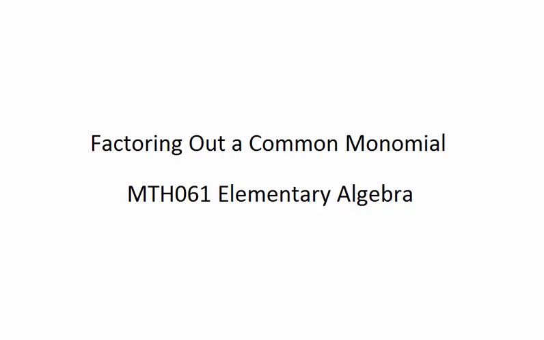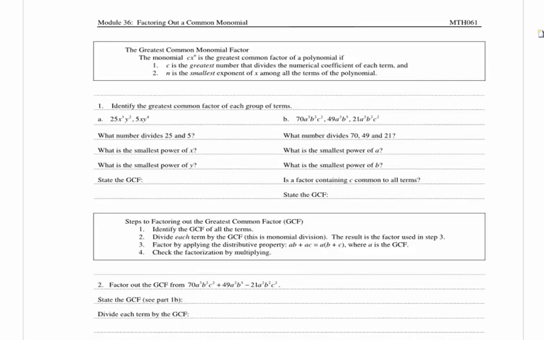In this video, we're going to be factoring out a common monomial. In the greatest common monomial factor, the monomial c x to the n is the greatest common factor of a polynomial if c is the greatest number that divides the numerical coefficient of each term and n is the smallest exponent of x among all terms of the polynomial.